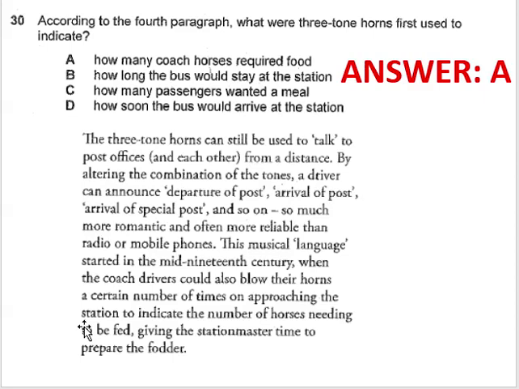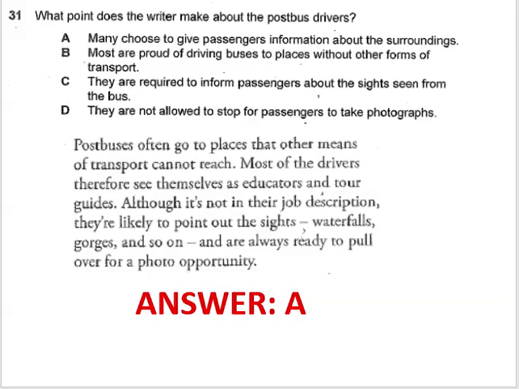So come on, let's read the options now. How many coach horses required food? Clearly that is the right answer, because here it is given, indicate the number of horses needed to be fed. That means how many horses required food. So that was the first signal. But now the current signal is departure, arrival, and arrival of special post. The other options do not seem to fit here. Hence, what is the right answer? Option A. Moving now to the next question.